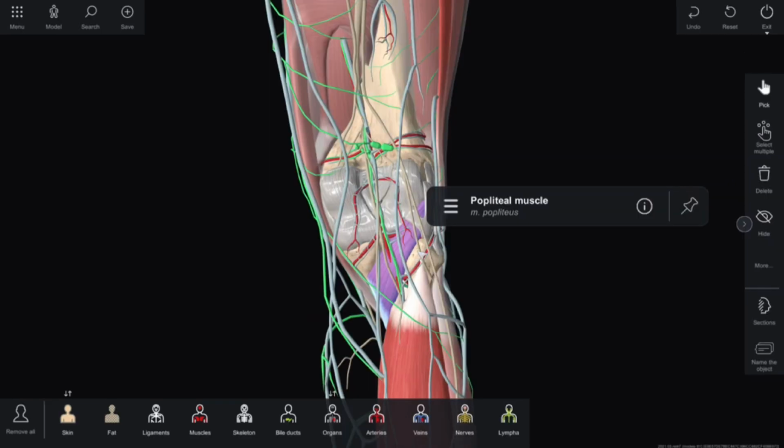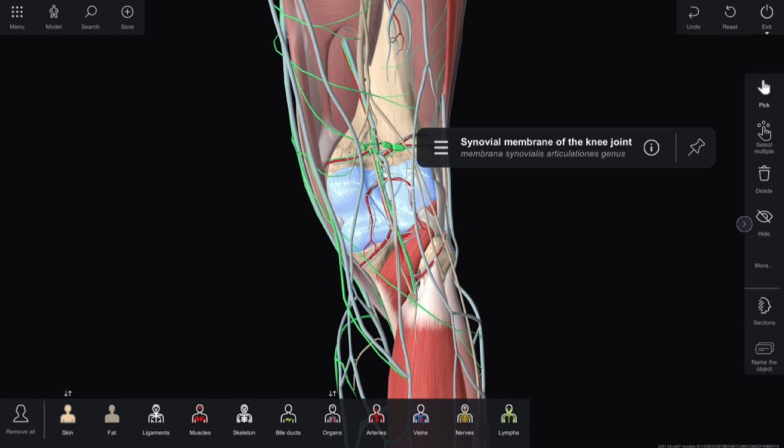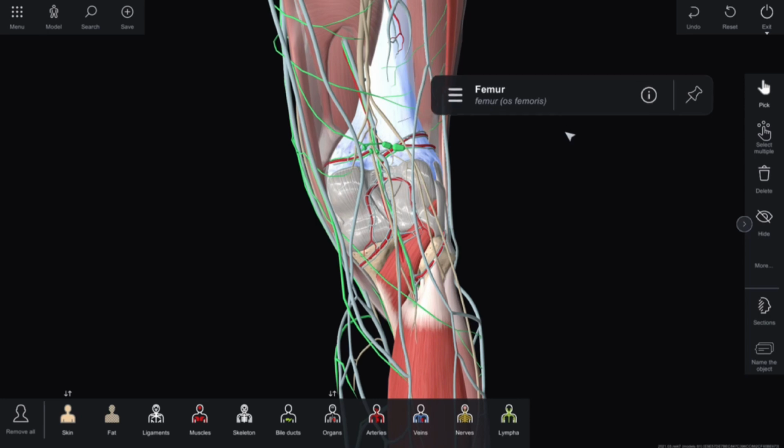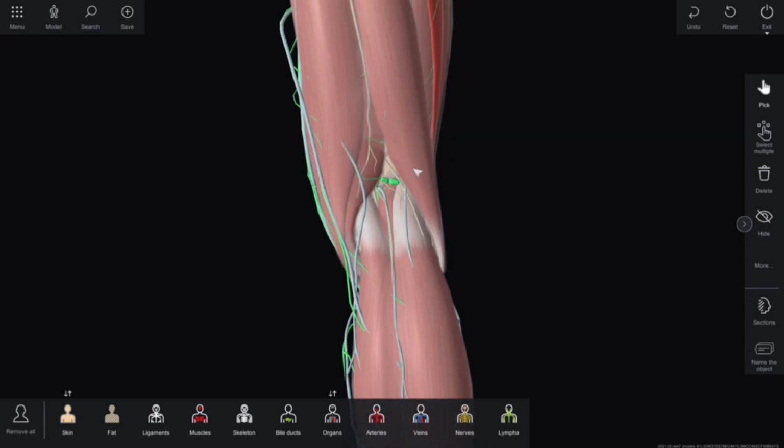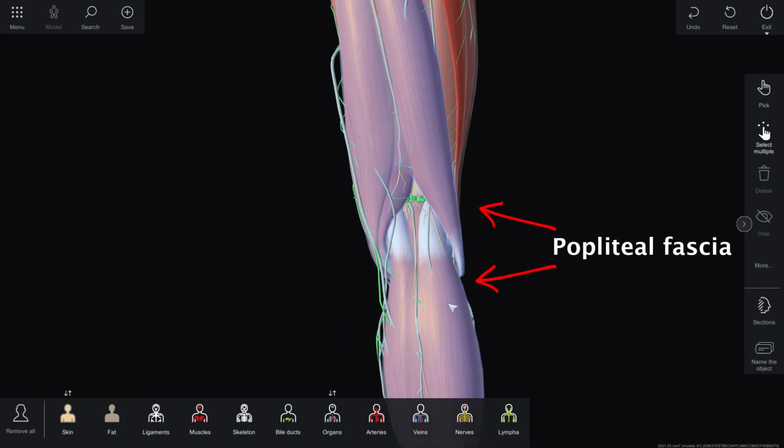The fossa floor is formed by the popliteal muscle covered by its fascia, deeper the oblique popliteal ligament, knee joint capsule, and femur. The roof is formed by the investing layer of popliteal fascia.